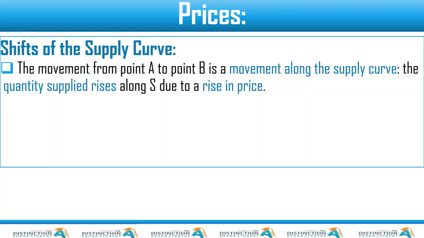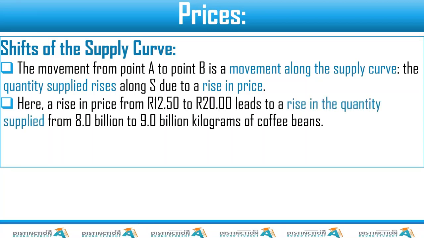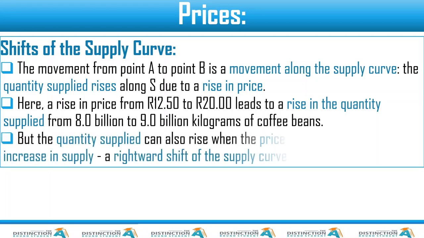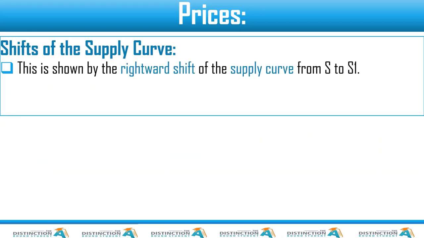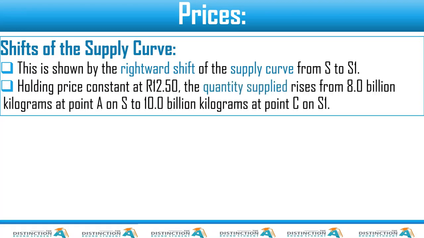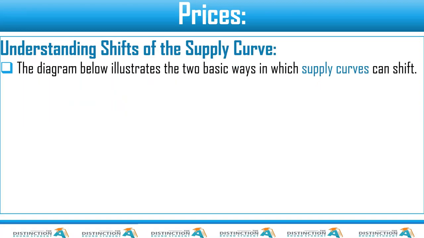All right, so this whole thing is explained here. The movement from point A to point B is the movement along the supply curve. The quantity supplied rises along S due to a rise in price. Yes, this is repetition, I've explained it. This is shown by a rightward shift. Yes, we know this one. So the diagram below, there's a new diagram now.